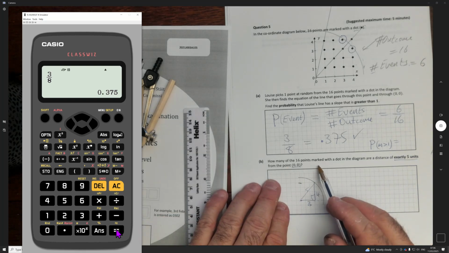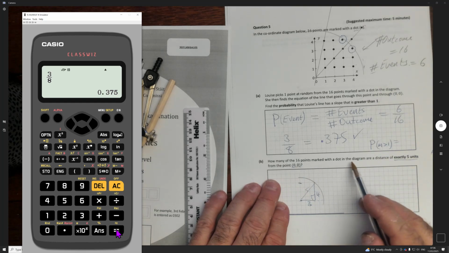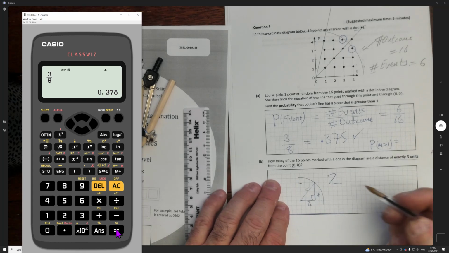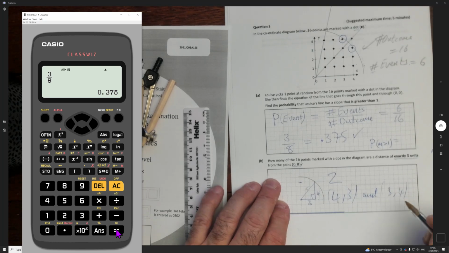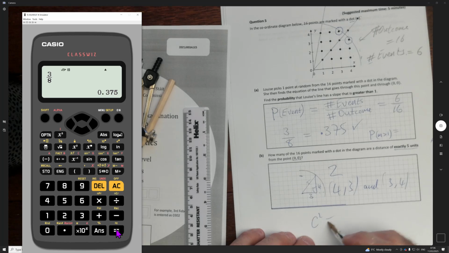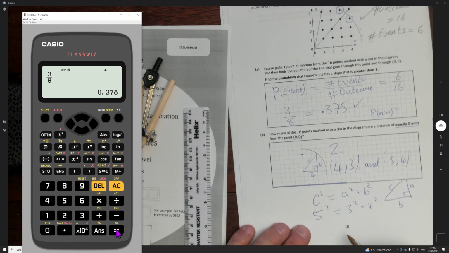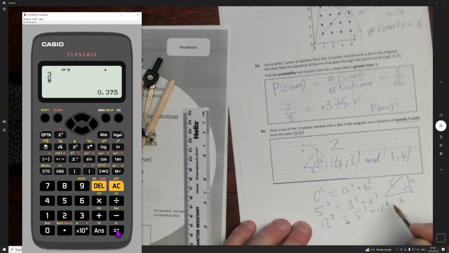So how many of the 16 points? The answer is 2. How many marked with a dot are a distance exactly 5 from the origin? 2. They didn't ask me, but I can show off a little bit and say 4, 3 and 3, 4. So that's where knowing your c squared equals a squared plus b squared from your Pythagoras formula, page 16, a, b, c, and then just knowing that there's a very special case, 5 squared equals 3 squared plus 4 squared, called a Pythagorean triplet. Another case is 13 squared equals 5 squared plus 12 squared, quite popular.